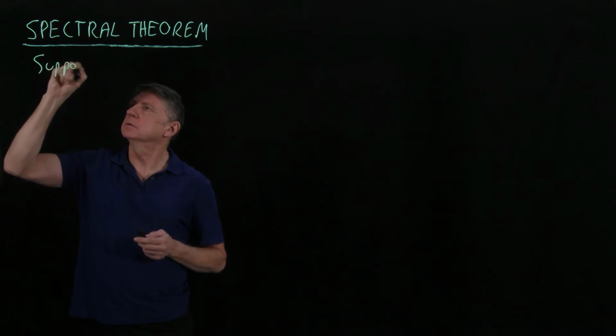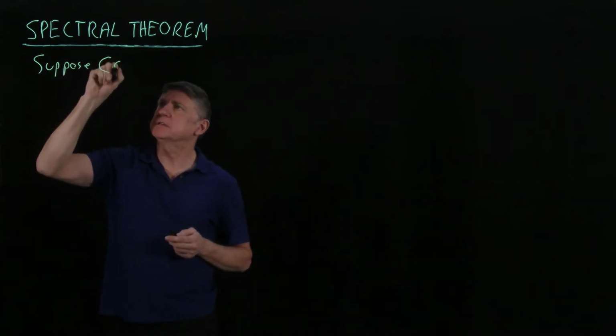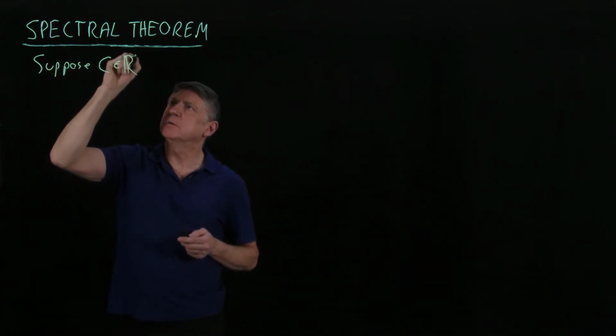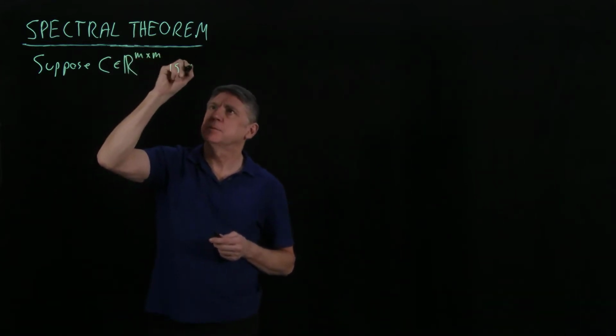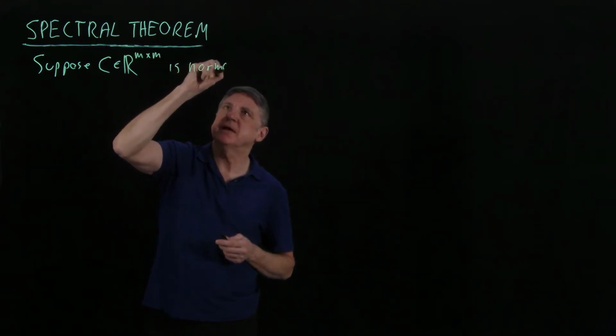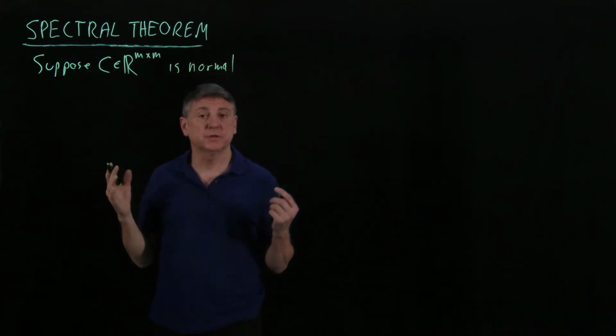Let's suppose that some matrix C that is all real numbers and has m rows and m columns is a normal matrix. That is, suppose that C commutes with its transpose.